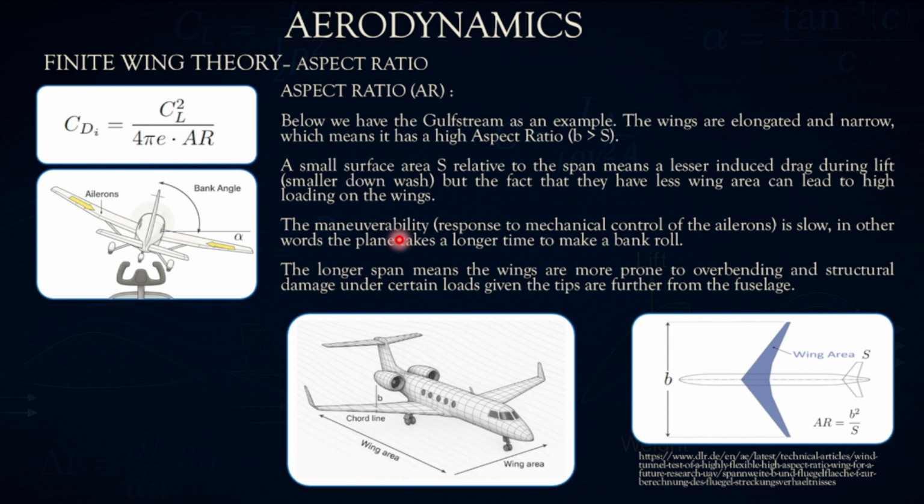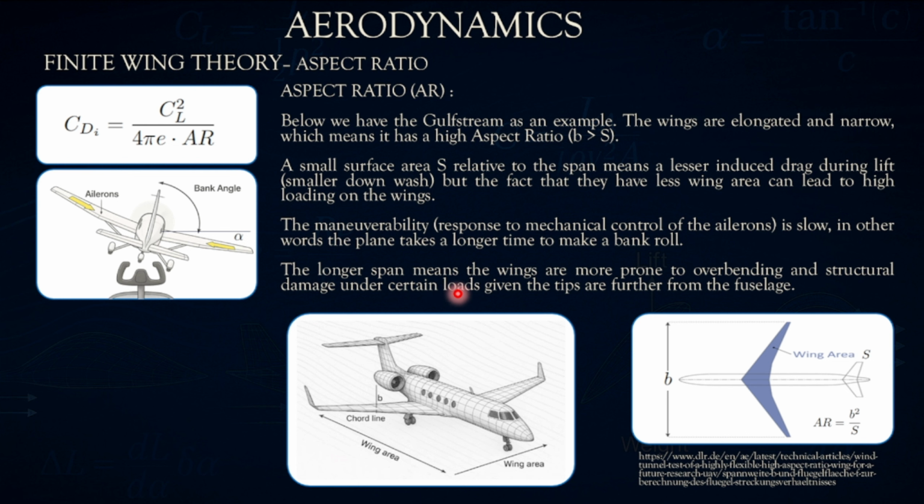As for the maneuverability, or response to mechanical control of the ailerons, these layers at the trailing edge of the wings that allow the plane to turn and make a bank roll, the maneuverability for this type of aircraft is slow. In other words, the plane takes a longer time to respond to a bank roll, unlike fighter jets, which can turn drastically and swiftly.